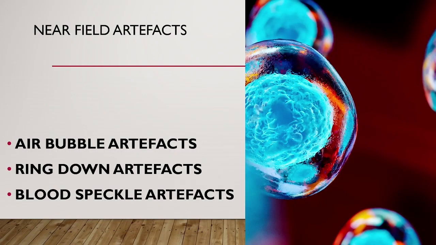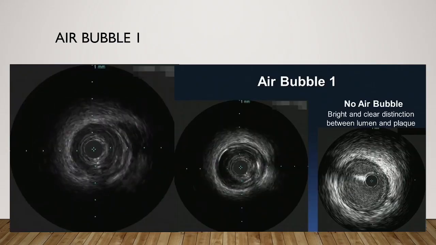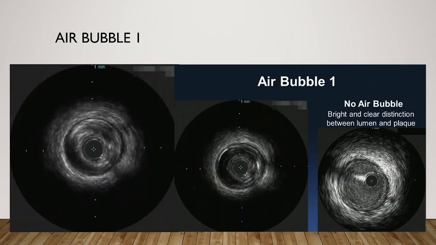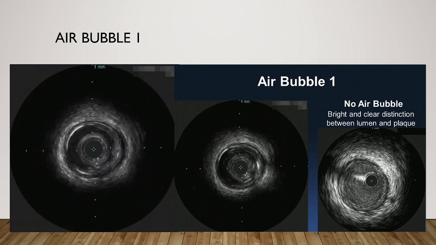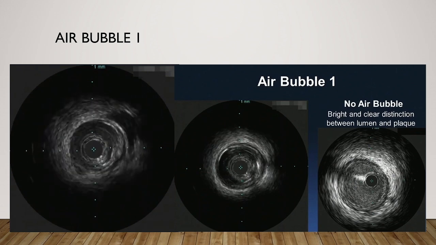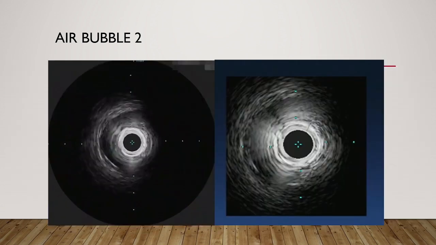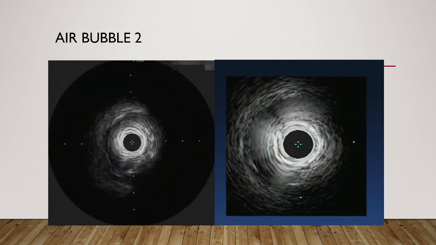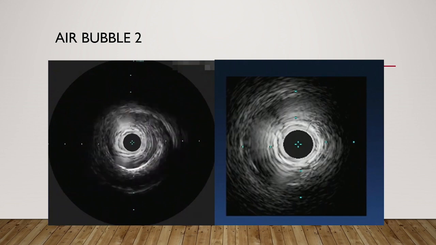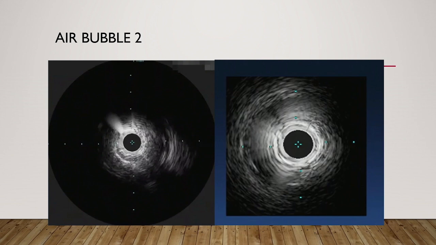Now, the most important artifact is the air bubble artifact. You can see, if you don't purge your catheter properly, you can't see proper structures around, and the air bubble can mask the finding. Depending on the location and the amount of the air bubble, they can produce various kinds of artifacts. This is another variant of air bubble artifact. You don't see anything. So your catheter should be properly purged before doing anything.